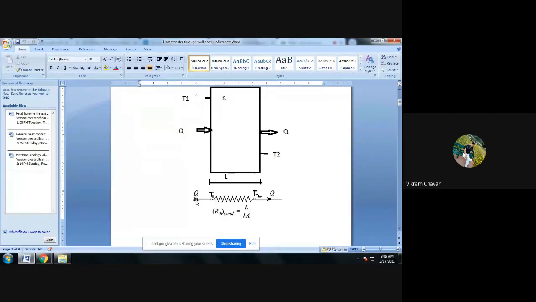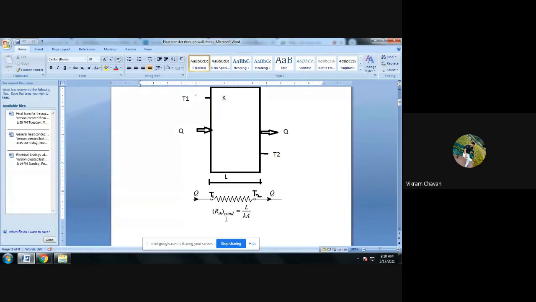Current is analogous to heat transfer. Current flows in the electrical circuit; here the heat flows in a thermal circuit. Current flows due to the potential difference; here the heat flows due to the temperature difference. Resistance in an electrical circuit opposes the flow of the current. In the same manner, in a thermal circuit, the thermal resistance opposes the flow of the heat.